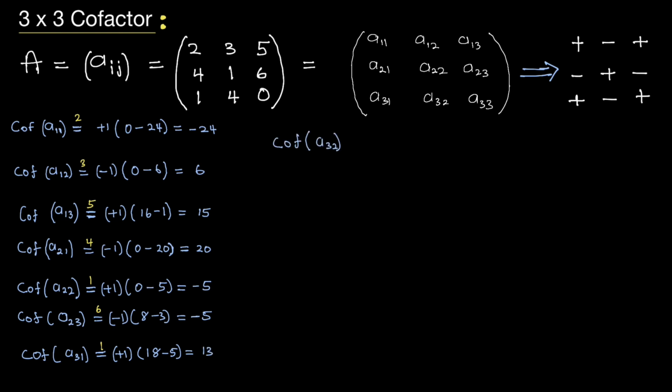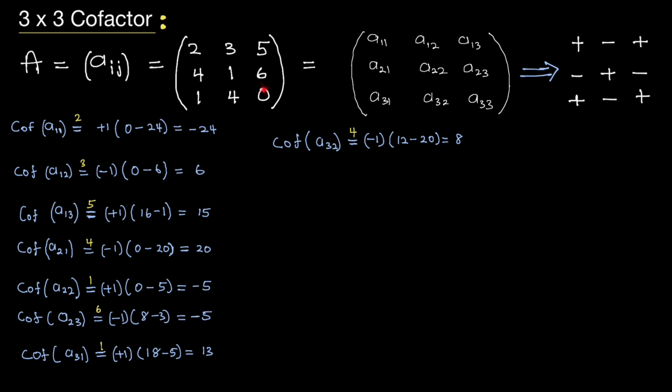A32. I can pick up A32 there, draw a vertical line and a horizontal line through that element. What's left is the minor matrix, which is 6 times 2 minus 4 times 5. And that sign is negative, that's minus 1. So that equals, well, that's 12 minus 20, which is minus 8, times minus 1 gives 8.